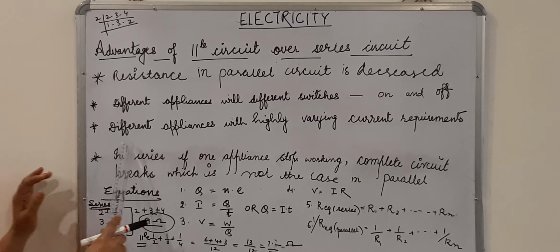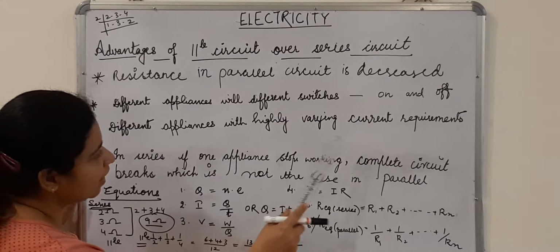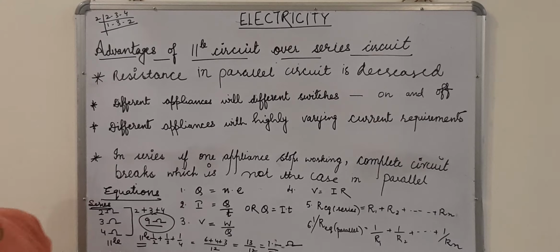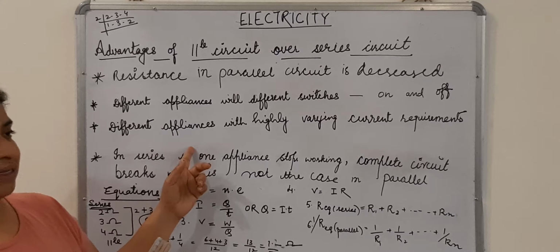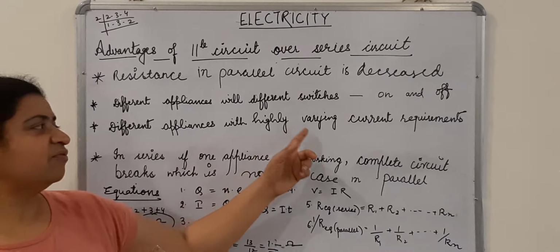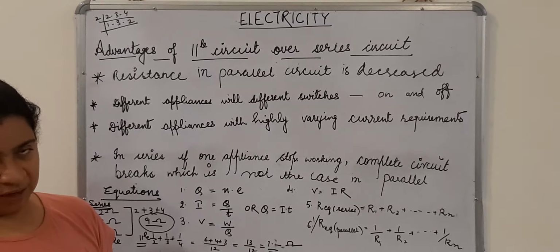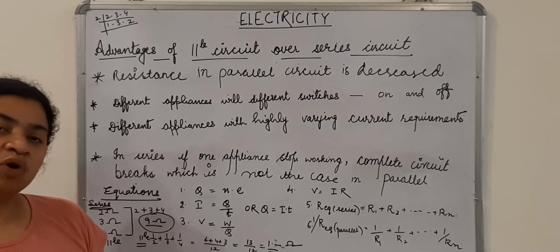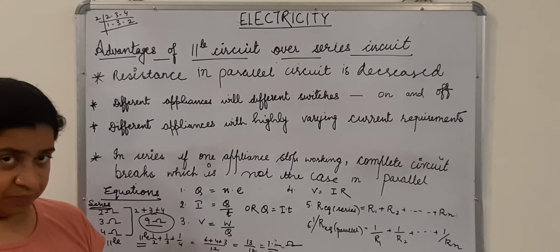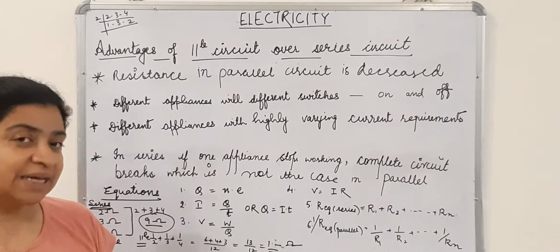Third point: different appliances with highly varying current requirements. Suppose you want to put on a fan and you want to put on an oven, or you can say a geyser.